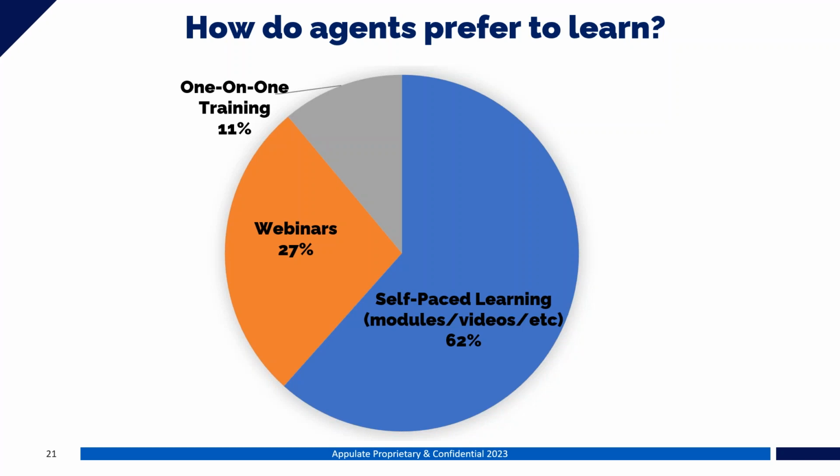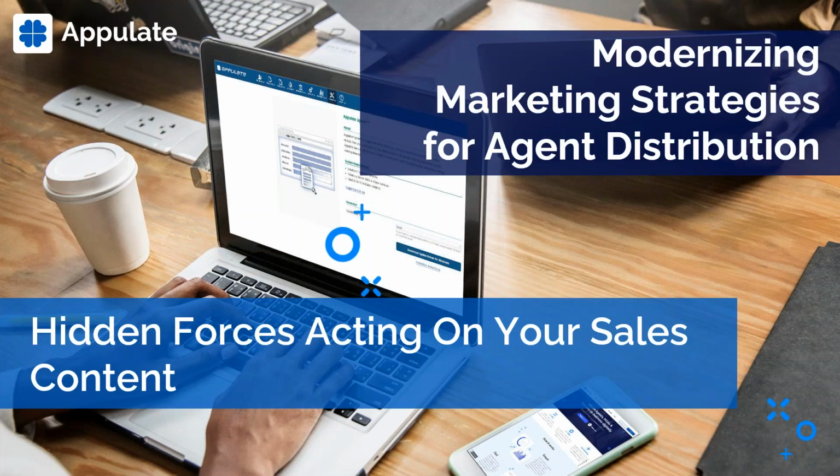27% prefer webinars. We've seen some great success with that, but only 11% are looking for that one-on-one training. So although agents clearly said that they want to see some personal service, that doesn't necessarily mean on the training side. It could mean other things. So this is a good way to think about your resources. Again, speeding through this at a pretty high level, but hopefully this gives you a little bit of a sense of some of the data that we've captured so far.